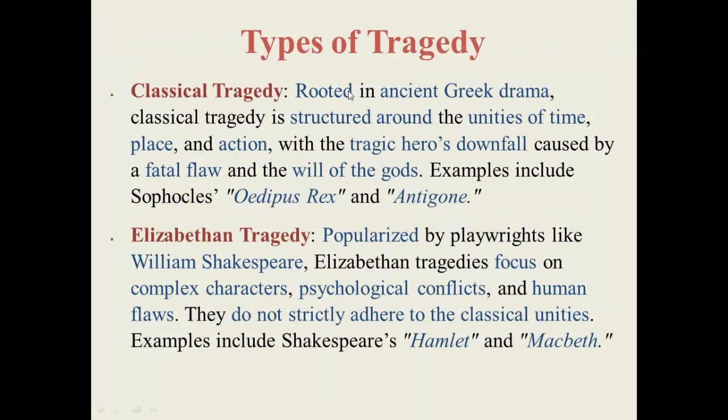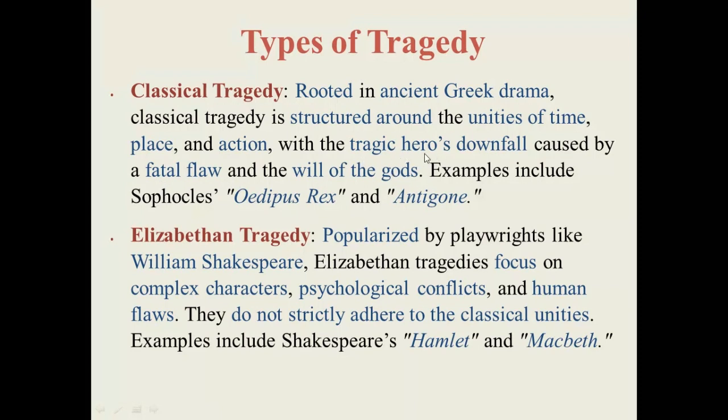Now let us try to understand the types of tragedy. The first one is classic tragedy. Classic tragedy is rooted in, that means it is derived from, ancient Greek drama. Classical tragedy is structured around, means it is organized around, the unities of time, place, and action, with the tragic hero's downfall caused by a fatal flaw and the will of God.